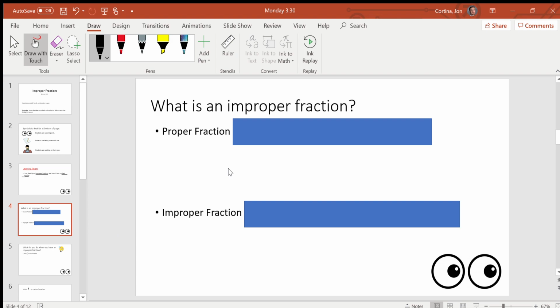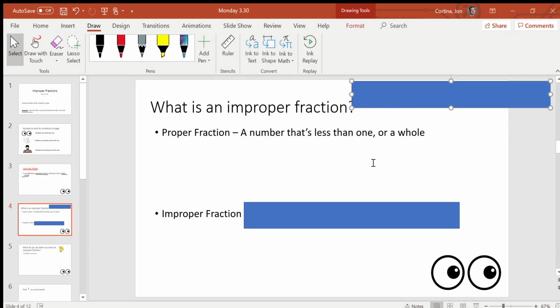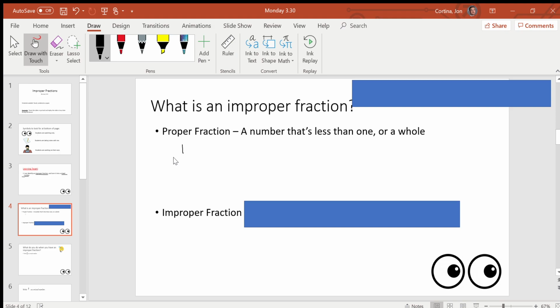So let's talk about an improper fraction. Well, you guys all know what a proper fraction is. A proper fraction is a number that is less than 1 or any whole number. So some examples of proper fractions that we've seen are 1/2. 3/4 is a pretty common one we've seen a lot. 2/10. Okay, so a proper fraction is just a fraction where it's not equal to a whole number.